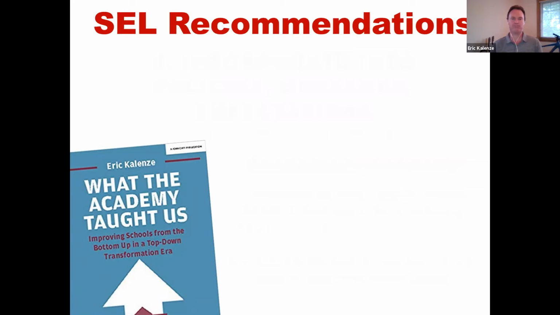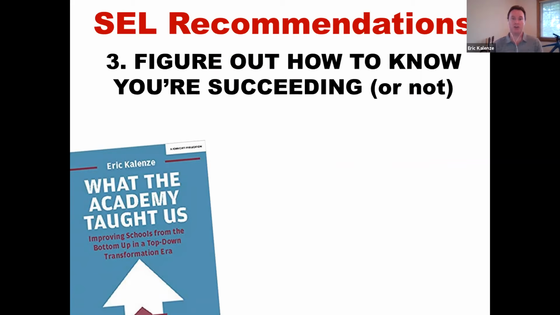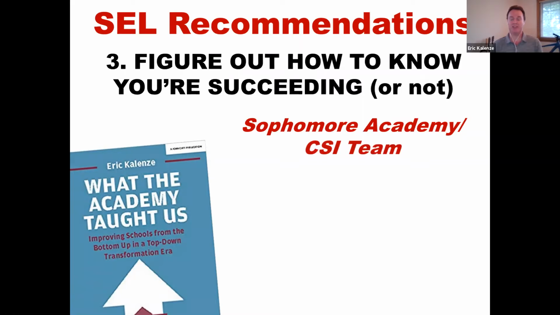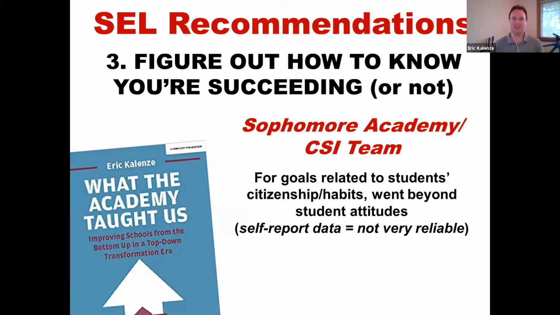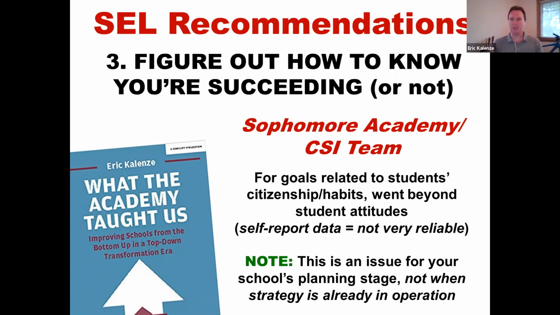And then finally, my third recommendation is to figure out on the front end how to know if you're succeeding or not. Have ways to measure your progress. Again, I'll stick with examples from this book. We went beyond just measuring student attitudes because self-report data can lead you to a lot of wrong conclusions sometimes. So we came up with ways of knowing how we were actually pushing attitudes, shaping them or not, through other means. Again, the book goes into more detail about that.